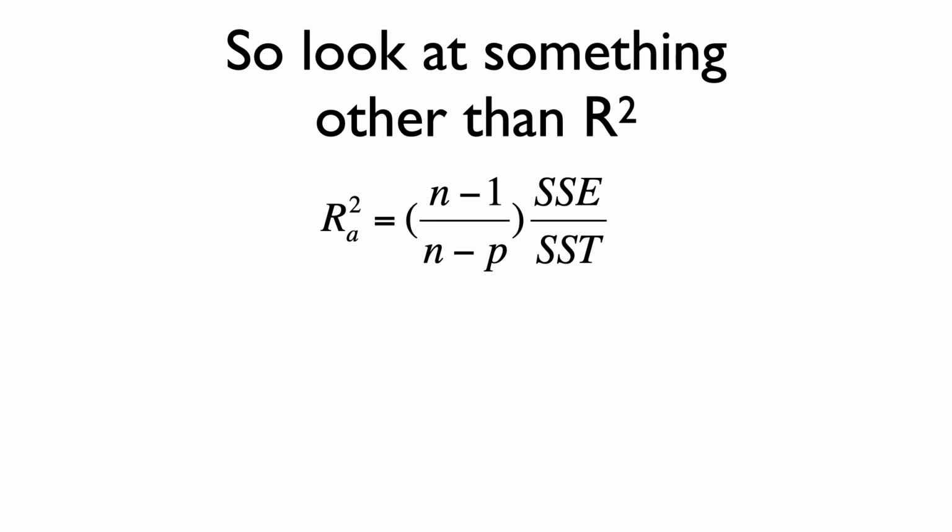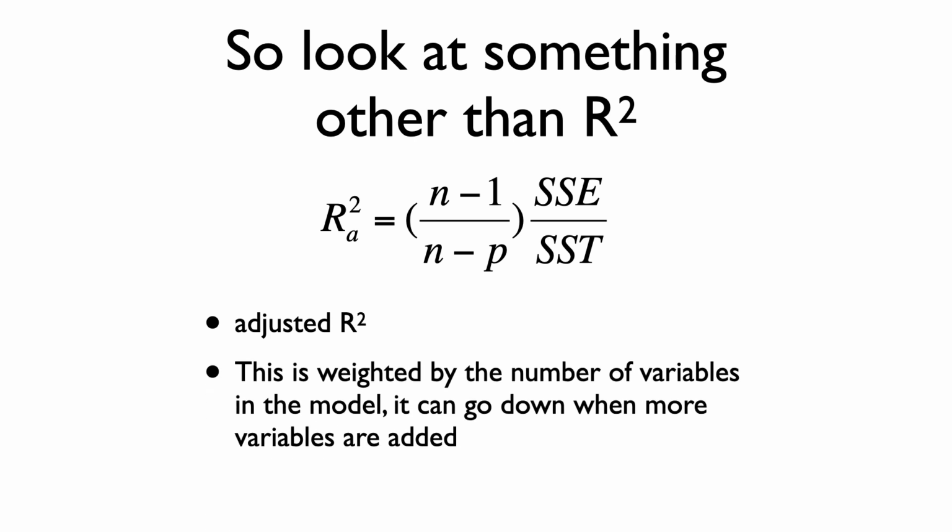Anyway, that's adjusted r squared. We're going to use that. The nice thing is this can go up and down. Because see how it's weighted? It's weighted by the degrees of freedom. So adjusted r squared goes up and down. Like I say here, it's weighted by the number of variables in the model, so it can go up and down, which also means by degrees of freedom, because they're obviously related to each other. Right? That's good.